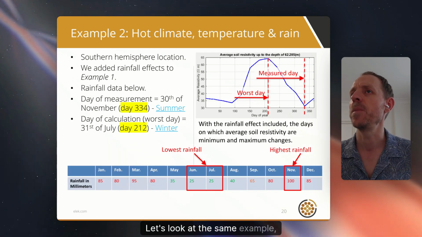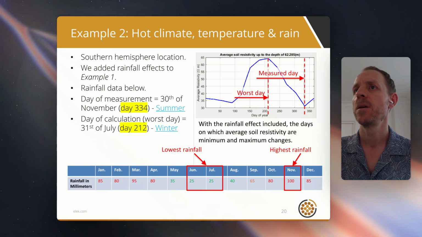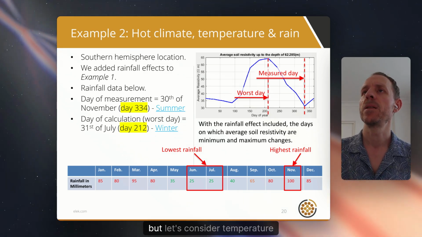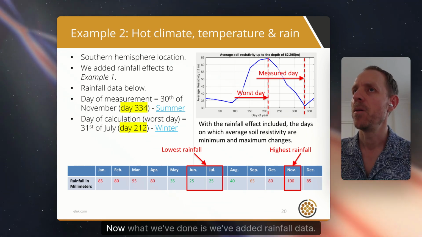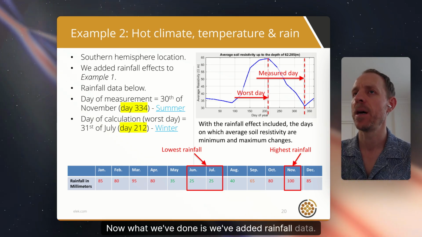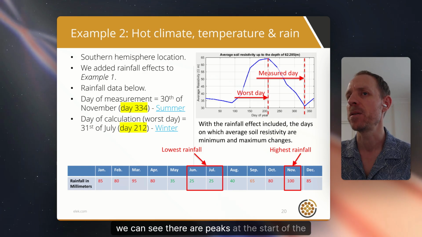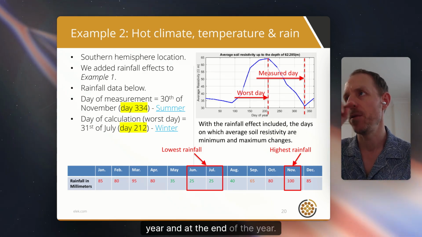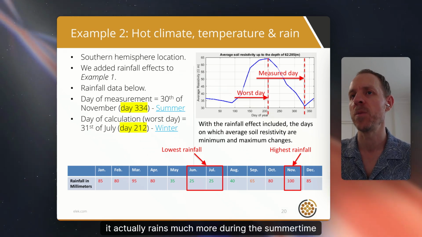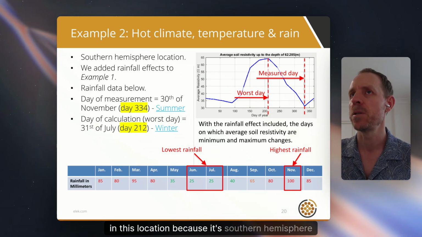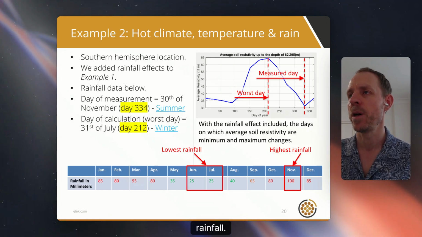Let's look at the same example, the same hot climate, same location, same grid, or same measurements, but let's consider temperature and rainfall. Now, what we've done is we've added rainfall data. If we look at the data, we can see there are peaks at the start of the year and at the end of the year. So it actually rains much more during the summertime in this location because it's southern hemisphere. And in the middle of the year, we have the lowest rainfall.